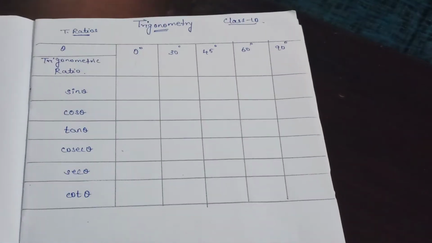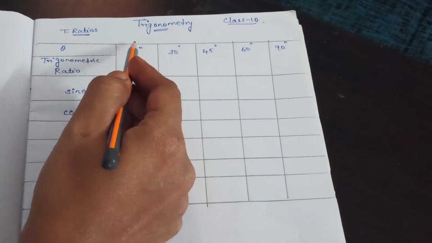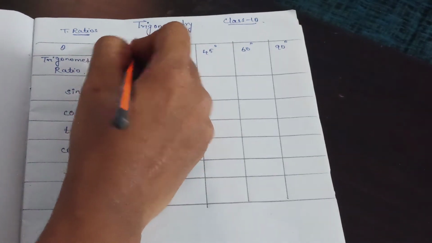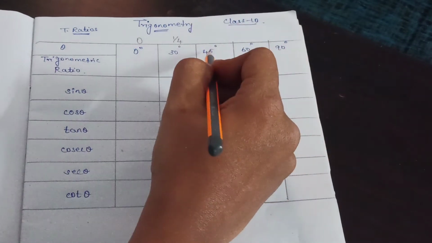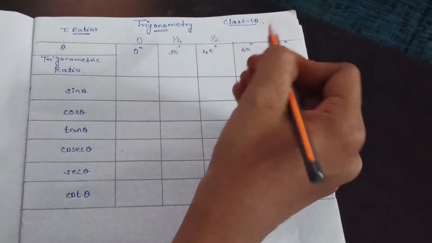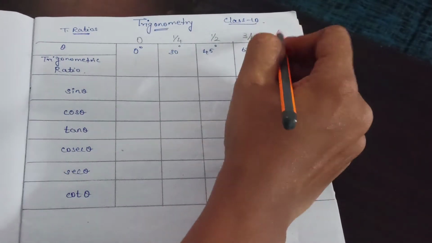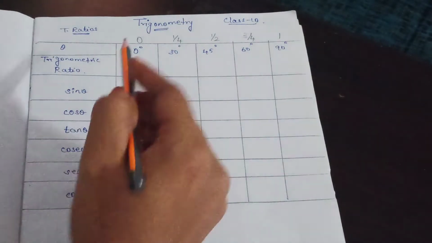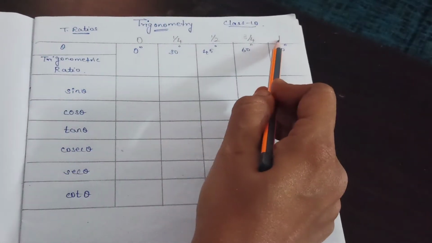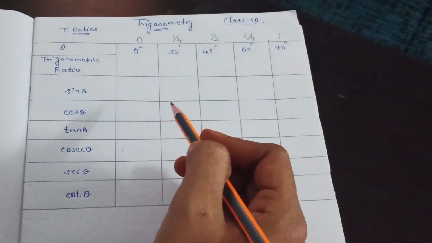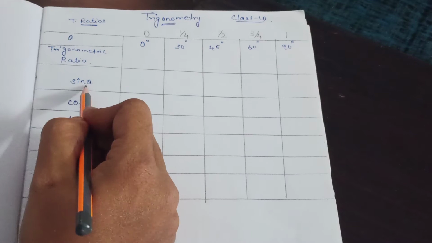The easiest way is, before starting the table, above the table write 0, and above 30 write 1 by 4, and above 45 write 1 by 2, and above 60 degree write 3 by 4, and above 90 degree write 1. Now, based on these values 0, quarter, half, 3 by 4th and 1, it is very easy to write the trigonometric ratios. So first let us start with sin theta.